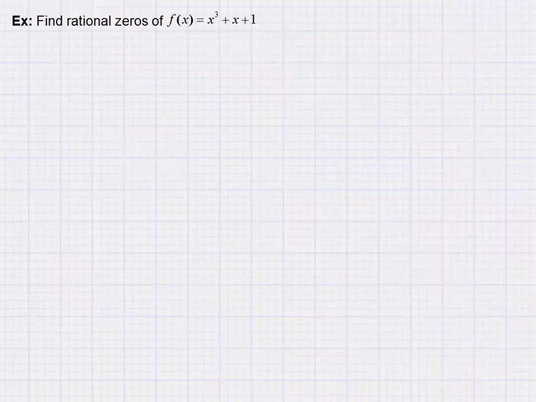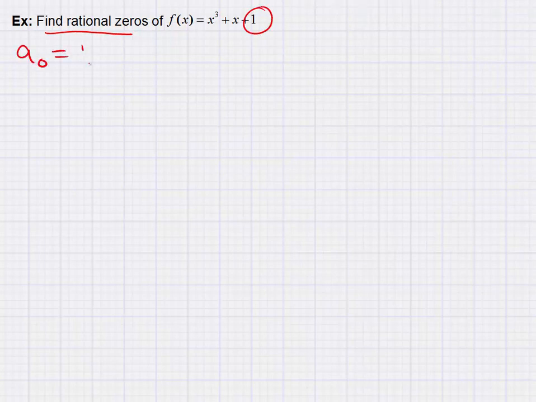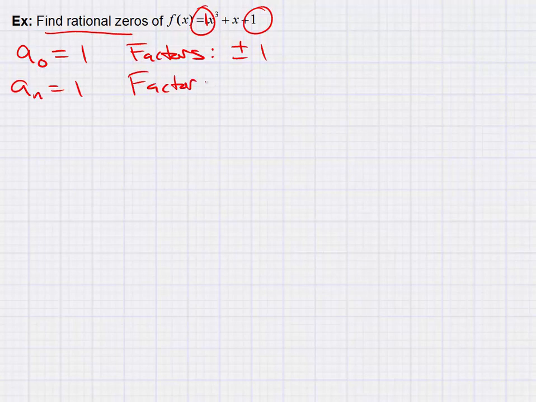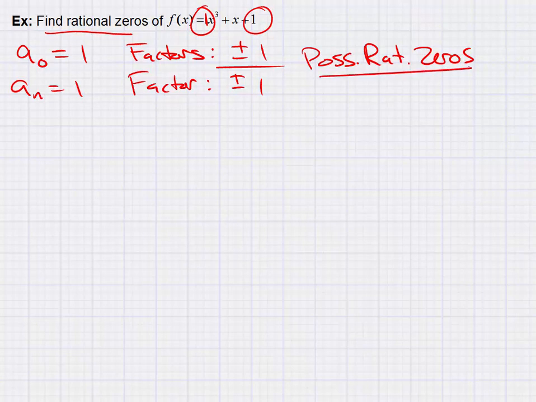Look at the next question. This one doesn't say find the possible rational zeros, but this says find the rational zeros. So what we're going to do is first we're going to list the possible rational zeros. Then we're going to find which ones actually are zeros. So let's do this. The constant, that's a sub 0, that's 1. Factors, plus and minus 1. The leading coefficient, that's a 1. Factors, plus and minus 1. If I divide them, my possible rational zeros are going to be plus and minus 1. All of these divided by all of these. So all I got is plus and minus 1.